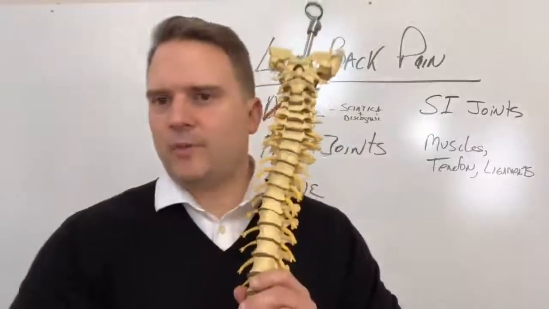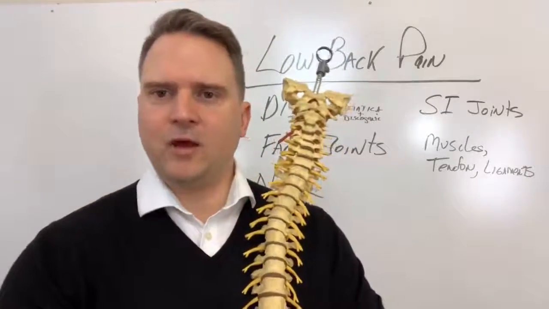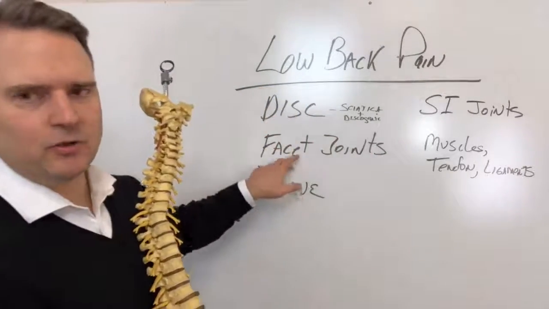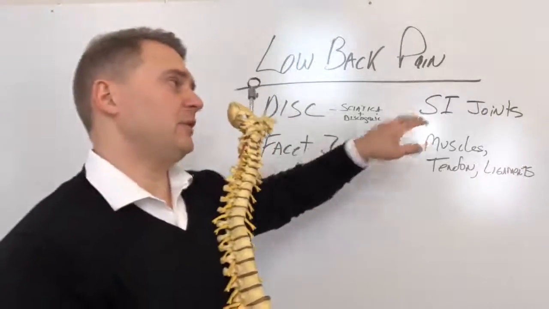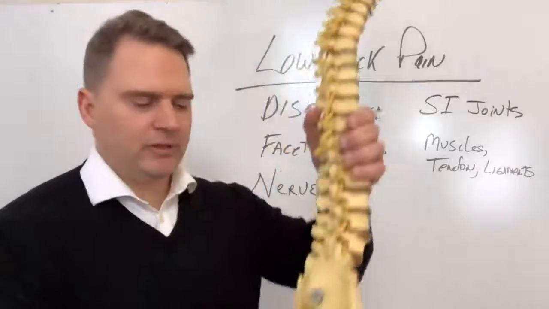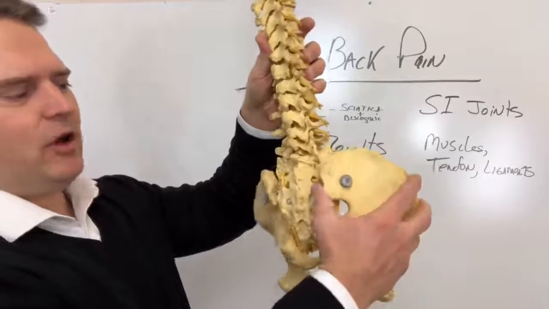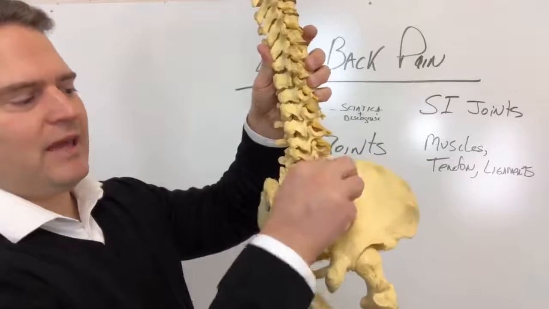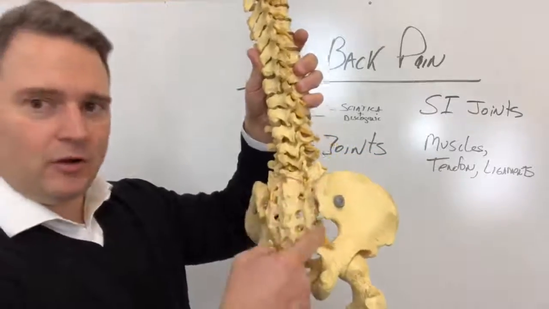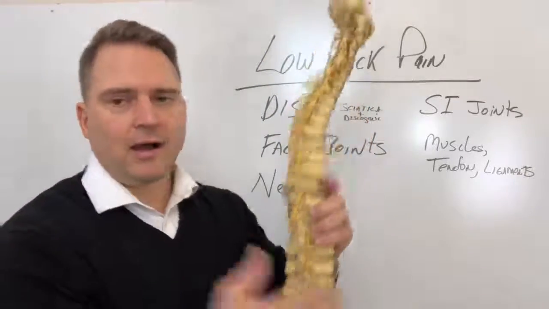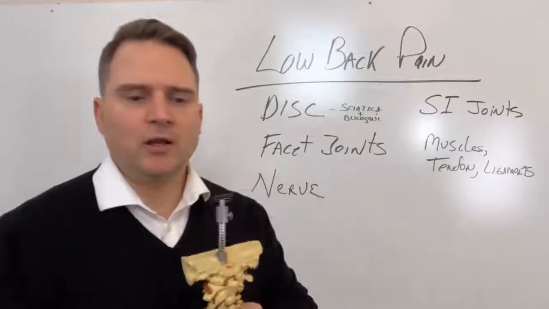Okay, so we're going to talk about lower back pain a little bit more, and now we've talked about disc and we've talked about facet joint. We're going to talk about sacroiliac joint pain. The sacroiliac joint is the joint in the pelvis, between what's called the iliac and the sacrum. So it's right in here. It's a large joint surface, and it's really a common source of lower back pain.